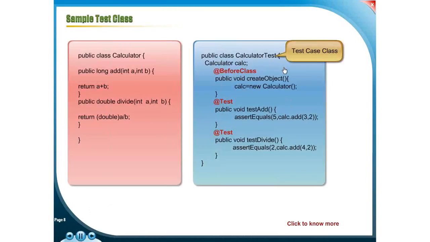So this is a test case class, and here you can see a fixer method. These are terminologies present in unit testing. Here, what this method is doing: create an object for our calculator class. And here, at the rate before class, at the rate test, all these are annotations. The JUnit which we are discussing supports annotations also.